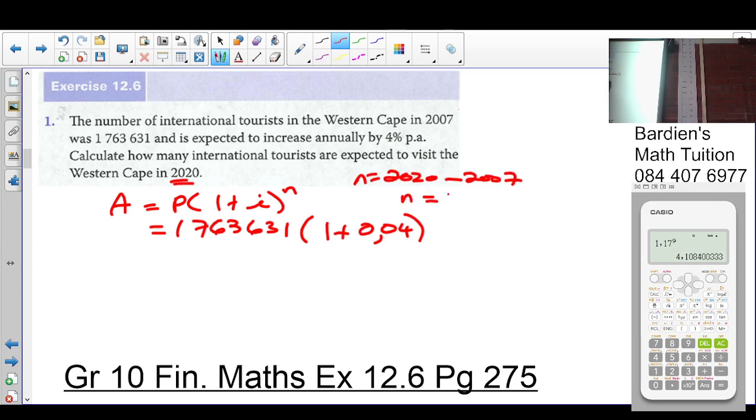13 years. So n of course is 13. So run that on your calculator quickly.